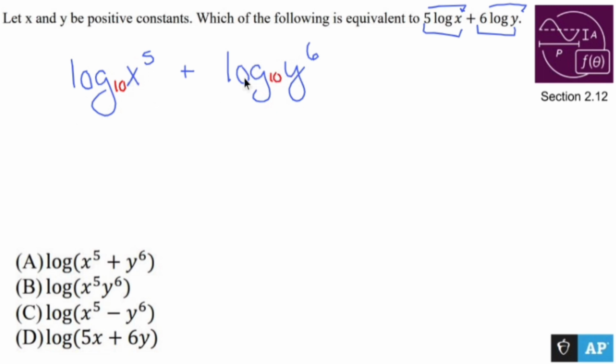If you add logs of the same base, multiply the insides. So what this becomes is, since we're adding log base 10 of x to the 5th and log base 10 of y to the 6th, I get log base 10 of x to the 5th times y to the 6th. Again, that 10 is not necessary. I just keep writing it down because it helps me visualize things a little bit better. I get B in this case. Pretty easy.